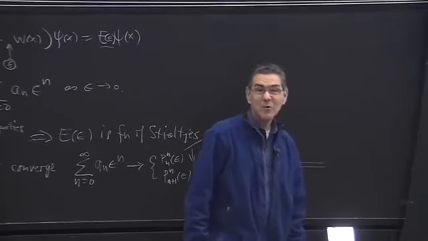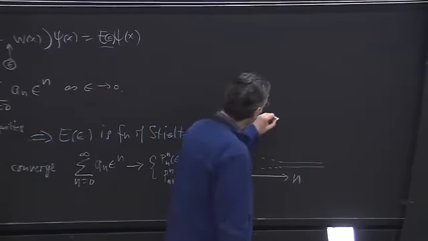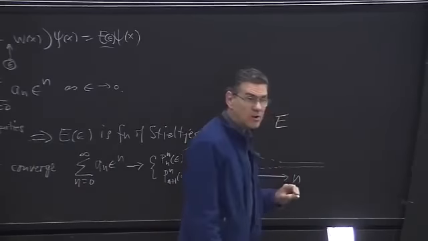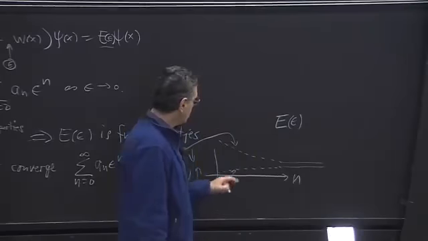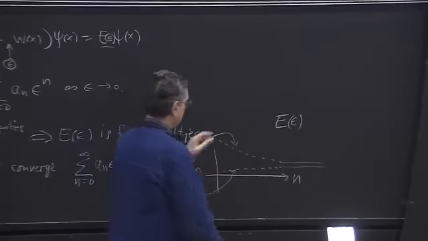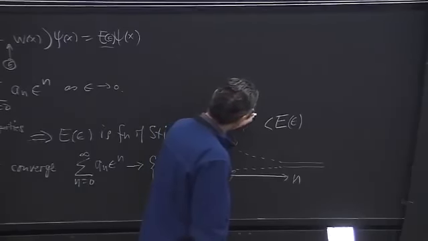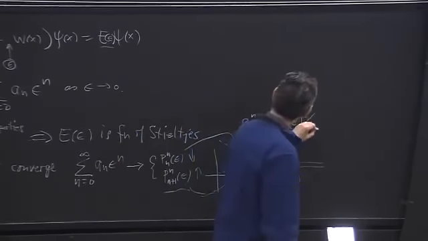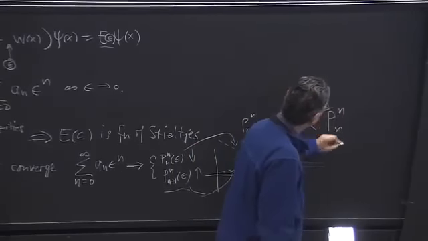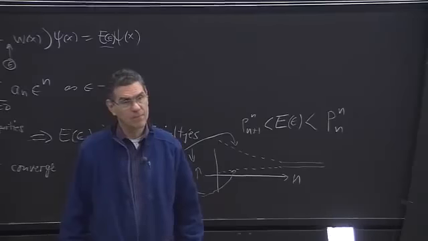In fact, we know that the answer that we are looking for, E of epsilon, is greater than all of the elements in that sequence, P n n plus 1, and it's less than all of the elements in that sequence, for all of it.